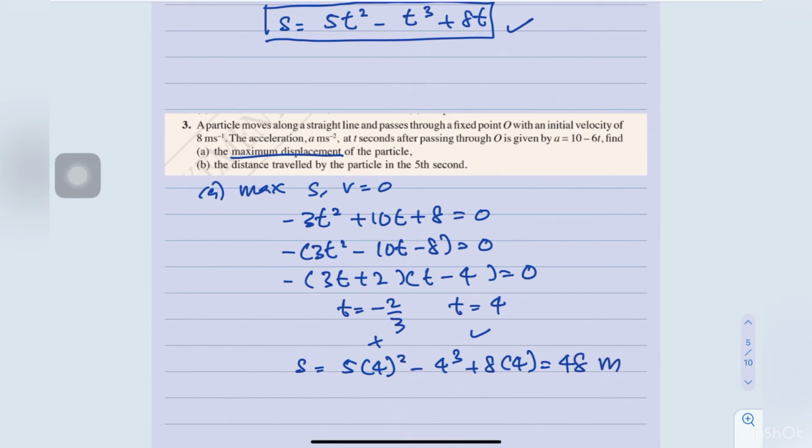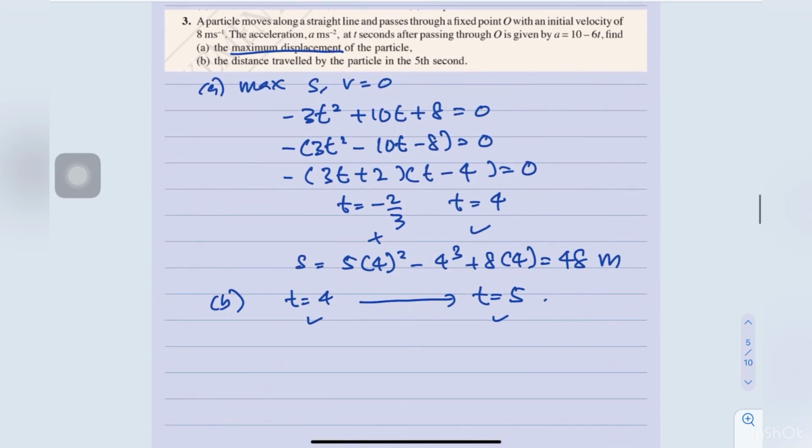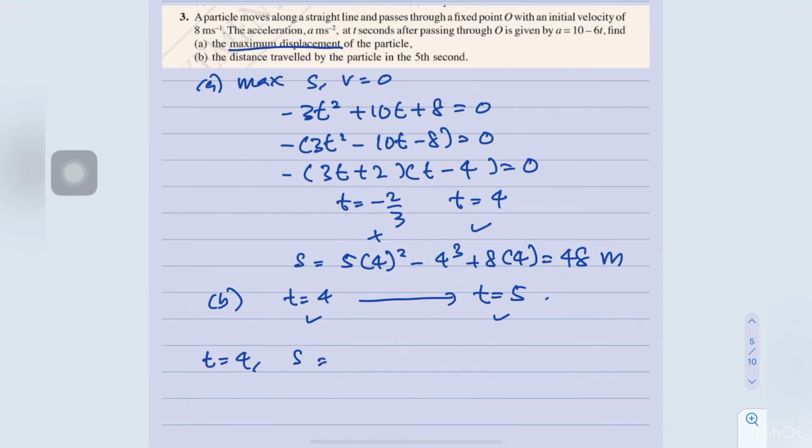Part B, the distance traveled by the particle in the 5th second. Distance traveled in the 5th second means from t equals 4 to t equals 5. So we substitute t equals 4 and t equals 5 into the function of displacement S. When t equals 4, S equals 48 meters from the previous question.